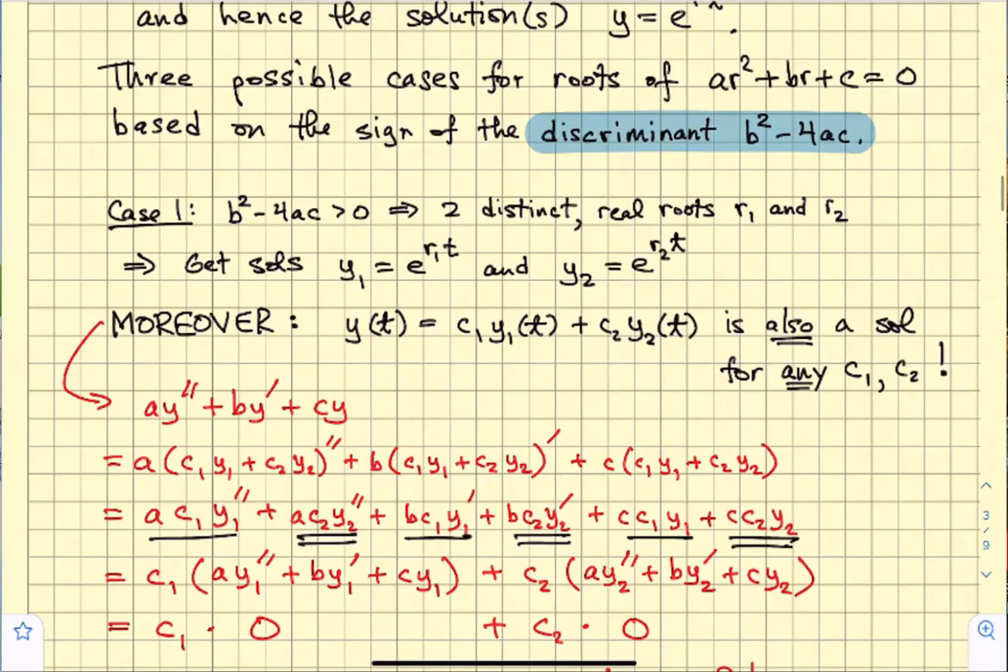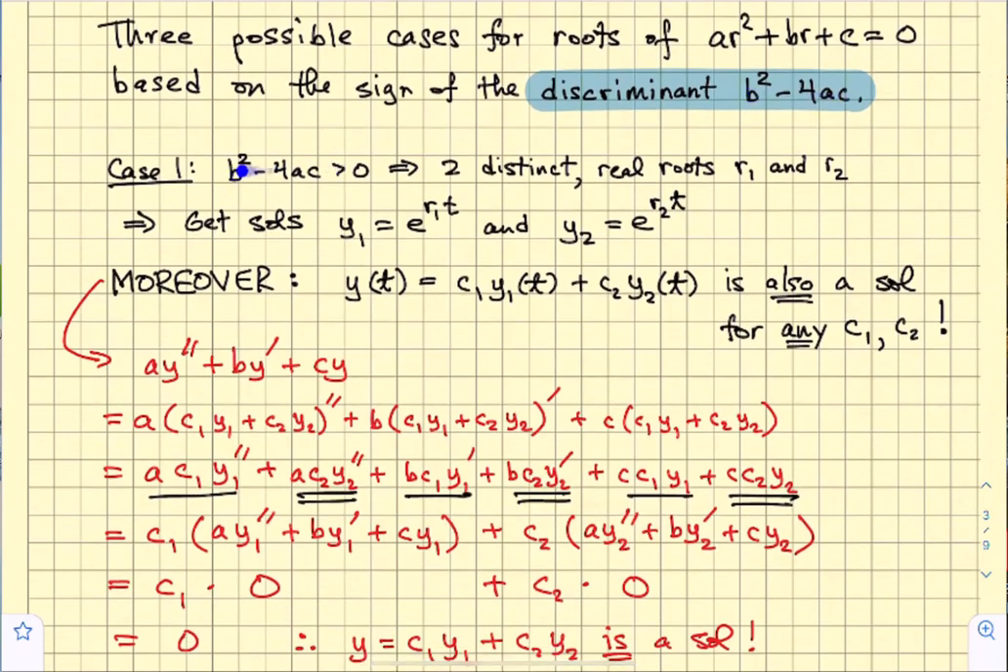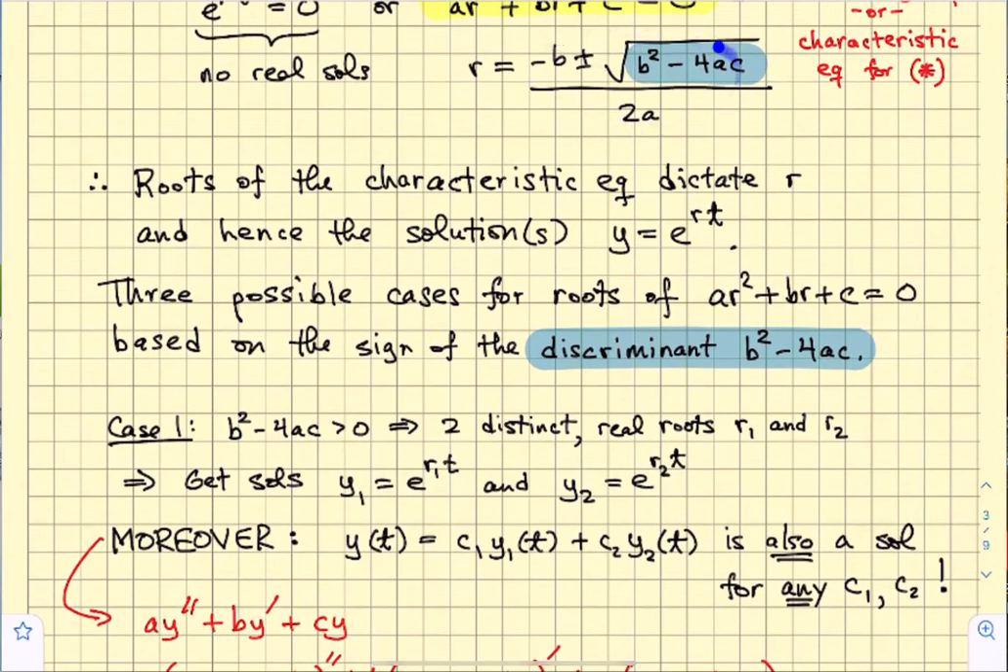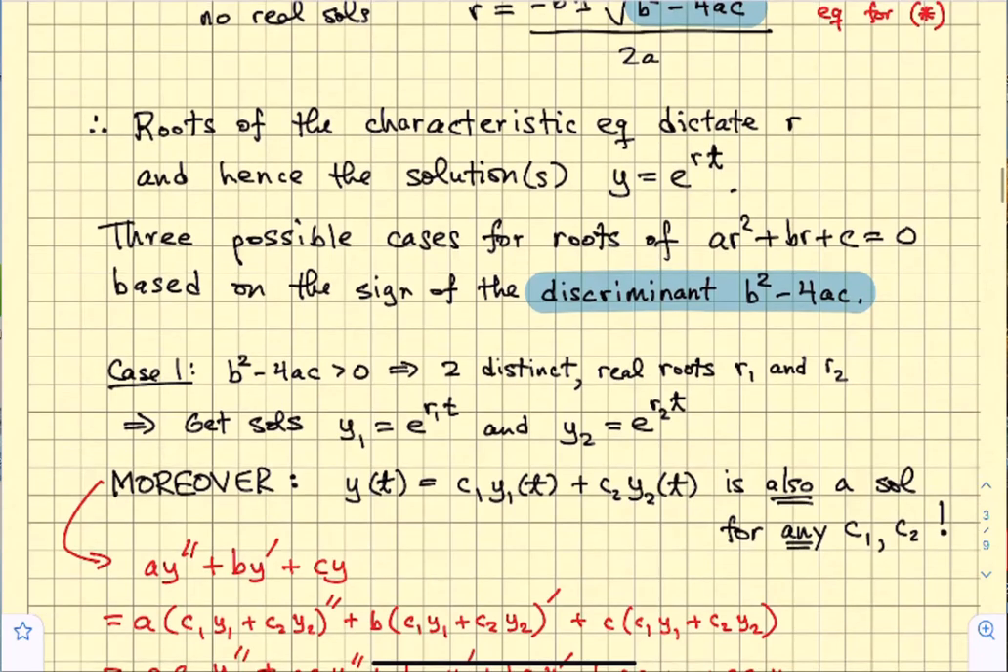Case 1, suppose that the discriminant is positive. If the discriminant is positive, then this will give us 2 distinct real roots, r1 and r2. That means we're going to get a solution, which we'll call y1, that goes with e to the r1t, and a second solution, y2, that goes with e to the r2t. Moreover, if you form a new function, y of t, that's an arbitrary constant c1 times y1 of t plus c2 times y2 of t, this is also a solution for any constants c1 and c2.